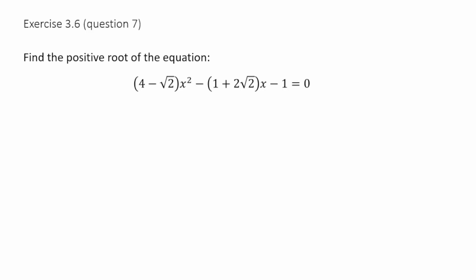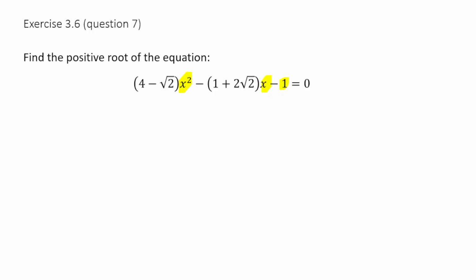We've got to find the positive root of the equation (4 minus root 2)x squared minus 1 plus 2 root 2 x minus 1 is equal to 0. Now the first thing to notice about this is that this equation is a quadratic, right? It's x squared, x, and a constant term. This is a quadratic. Now how do we find the roots of a quadratic?